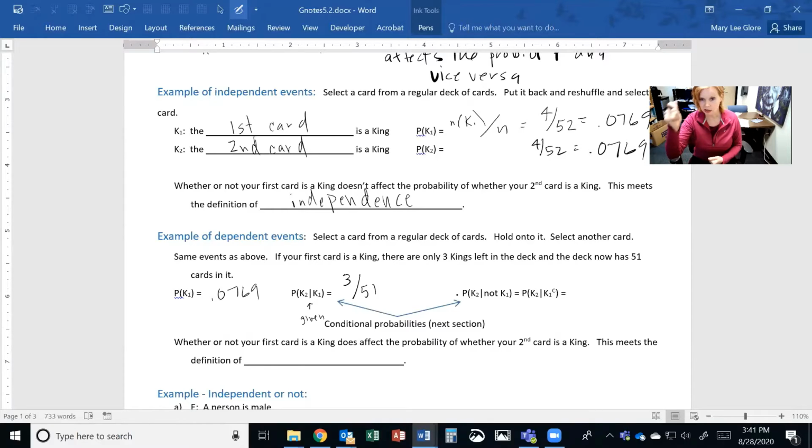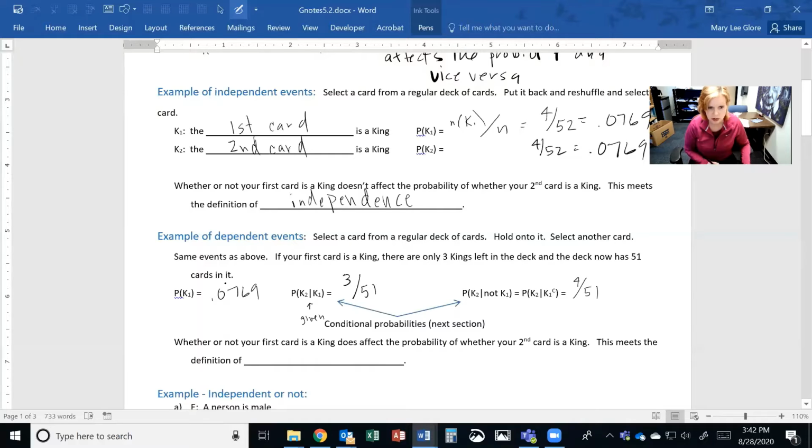So I've got a card, let's say it's a queen. I got my queen, I put it down. Now, what's the probability of getting a king? Well, I still only have 51 cards left, but I have all 4 kings in there. So the probability that my second card is a king, given that my first card is not a king, is 4 over 51. Now, both of these, 3 over 51 and 4 over 51, are different from 4 over 52.